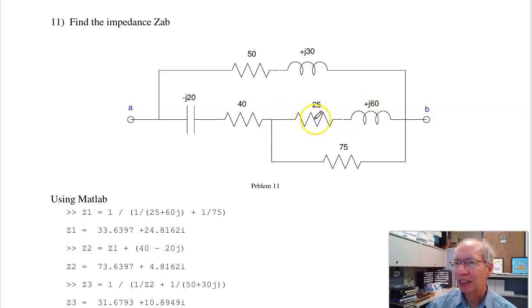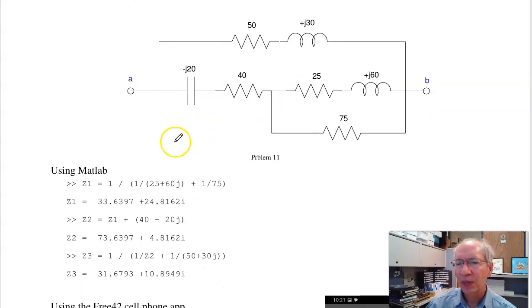In series they add, so this is 25 plus J60. In parallel is the sum of the inverses inverted. In series add, in parallel, sum of the inverses inverted. So MATLAB, I can find it. The total impedance is 31 plus J10.